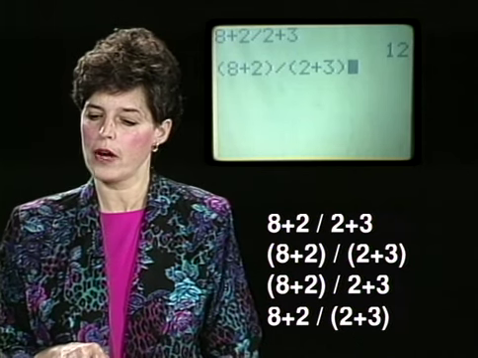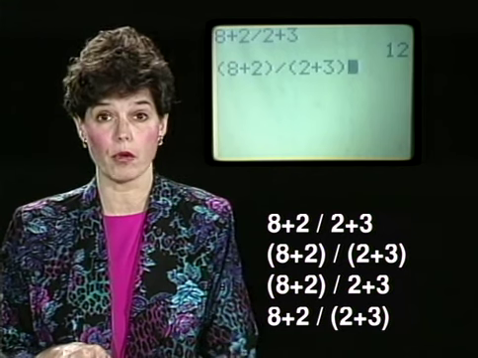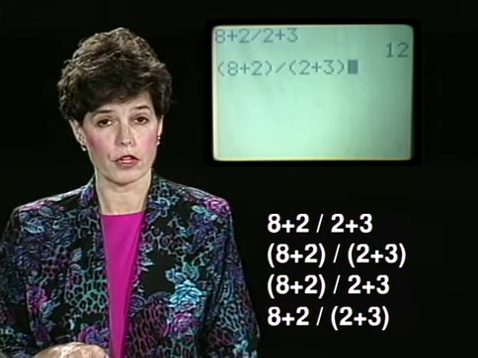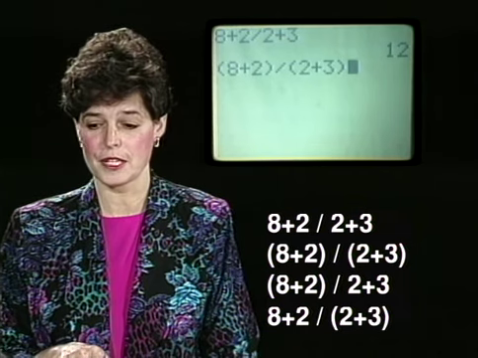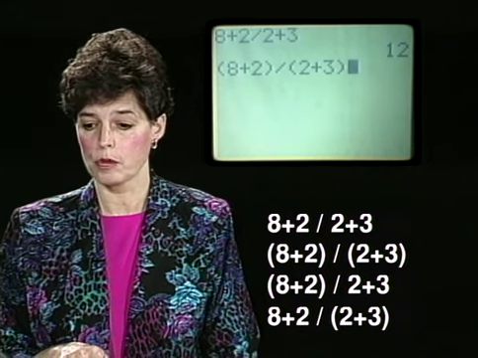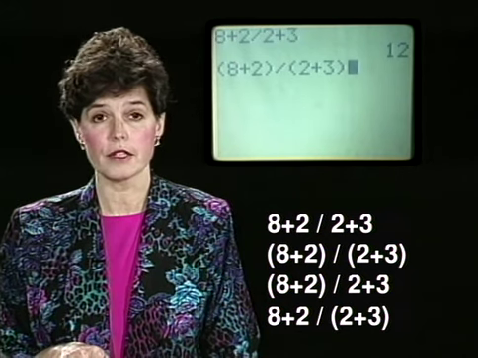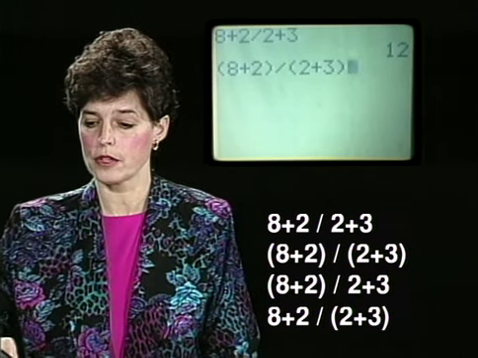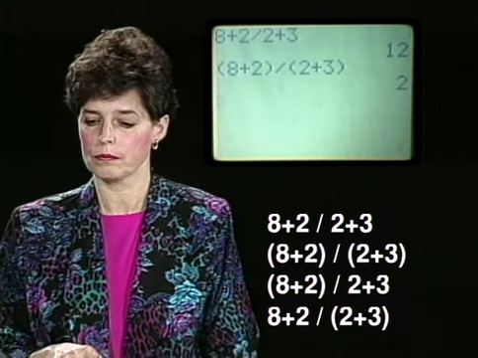Okay, let's talk about how the answer is going to be affected by what we did. We've got 2 sets of parentheses. According to order of operations, the things in parentheses get done first. So 8 plus 2 is 10, and 2 plus 3 is 5. 10 divided by 5 is what we intend for this problem to be. When I press Enter, I do get 2.